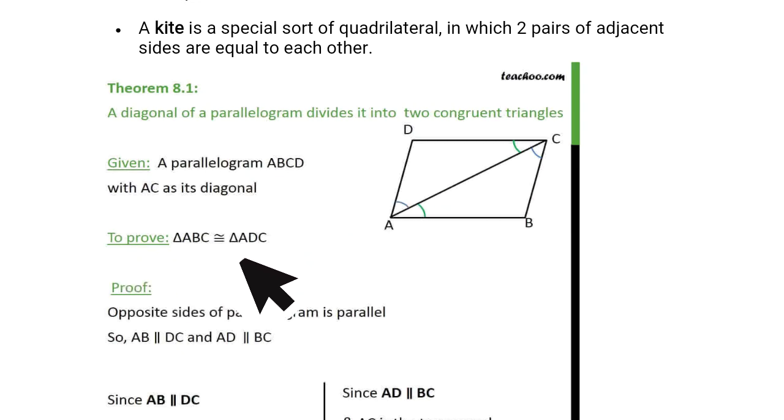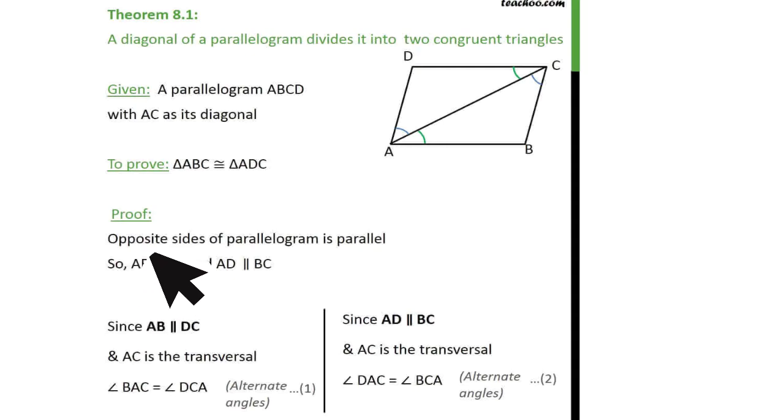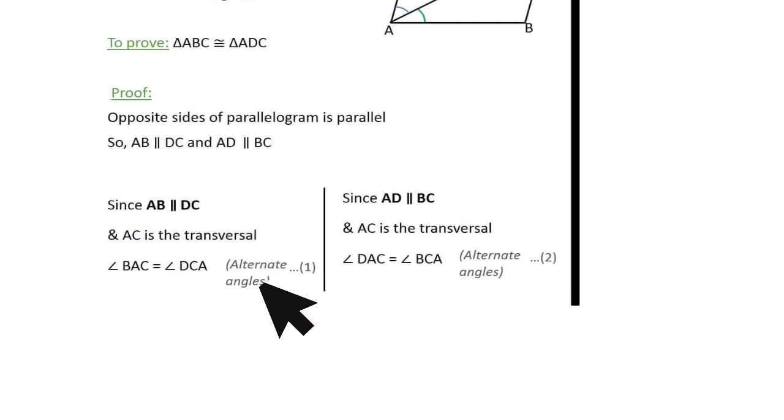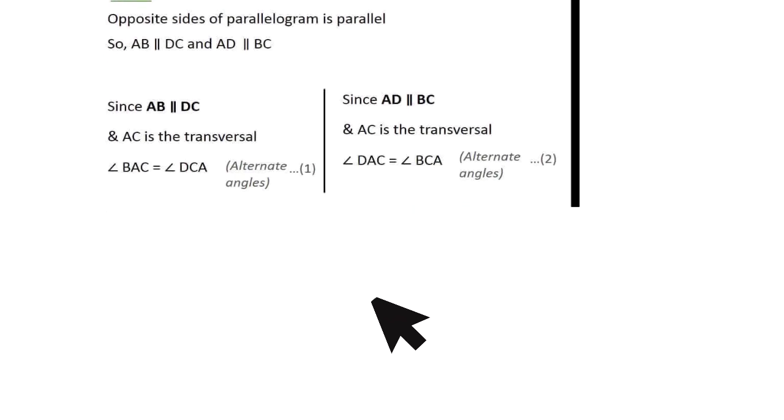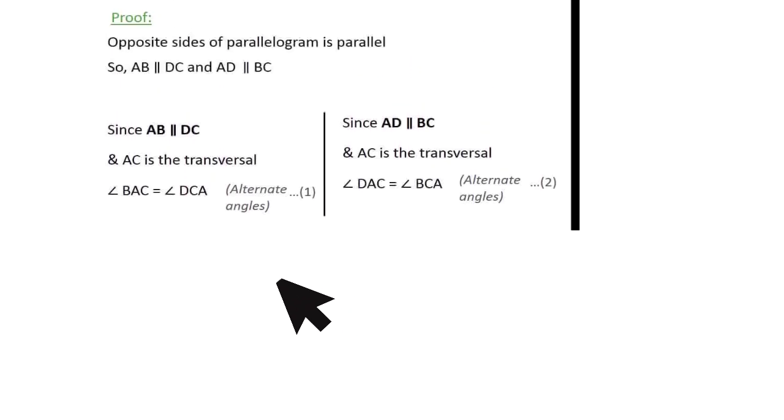To prove that triangle ABC is congruent to triangle ADC. Proof: opposite sides of parallelogram are parallel, so AB is parallel to DC and AD is parallel to BC. Since AB is parallel to DC, AC is a transversal and angle BAC equals angle DCA. And also AD is parallel to BC, so again AC is a transversal and angle DAC equals angle BCA. Why? Because both are alternate angles.